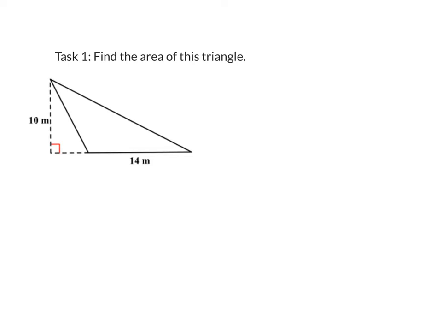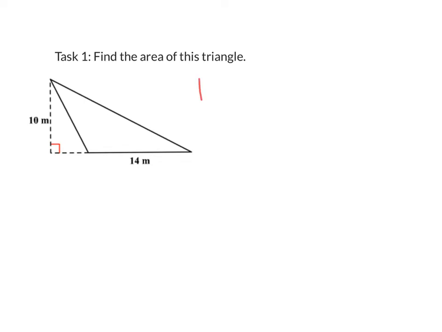Okay, and welcome back. So my task was to find the area of this triangle using the measurements I already have. So I know that I have a base of 14 meters, and then my height would be here. This is an obtuse triangle, so I look at my highest point, and then I bring it down, which is 10 meters. So this would be my height. I can use the information that I have to find the area of this triangle.